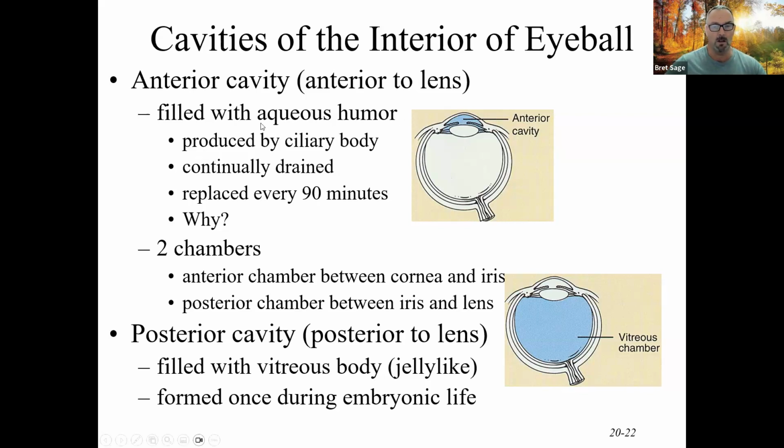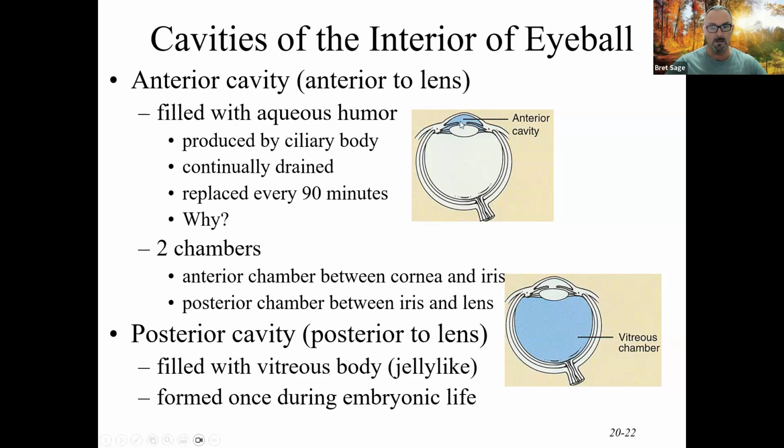Everything in here is filled with what is called aqueous humor. Aqueous means water, so this material is basically like water. It's produced by the ciliary body that I mentioned earlier, and is continually drained and replaced. It's replaced every 90 minutes. Now, why does it need to be replaced so often? Well, remember, this is how the cornea and the lens receive the nutrients, the oxygen and the food they need to survive. So if it were stagnant in there, the cells would die. So it's constantly being replaced with fresh aqueous humor that contains oxygen and food.